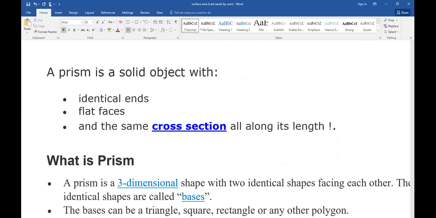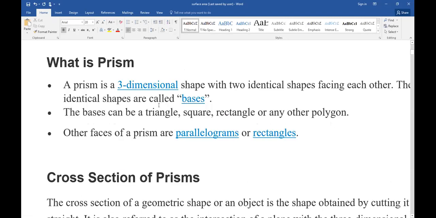The other thing is the faces have to be flat. There are no raised areas; everything is smooth and flat. And it has the same cross section all along its length. That's why we say we are finding the surface area and the volume of regular solids. So a prism needs to have all these three characteristics to be a regular prism. In this other definition, a prism is a three-dimensional shape with two identical shapes facing each other.